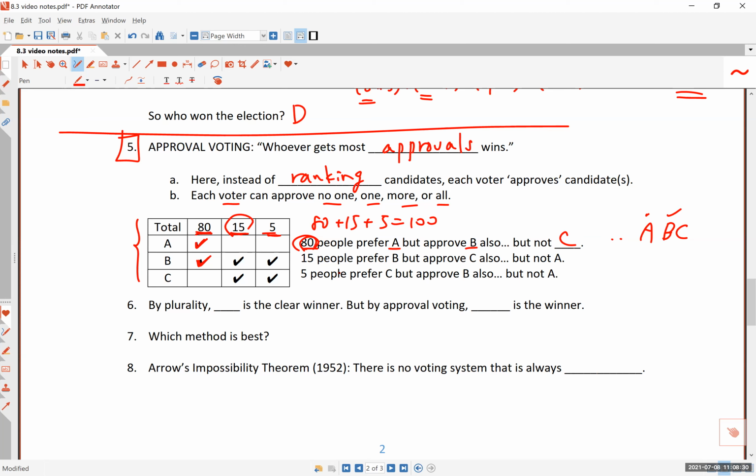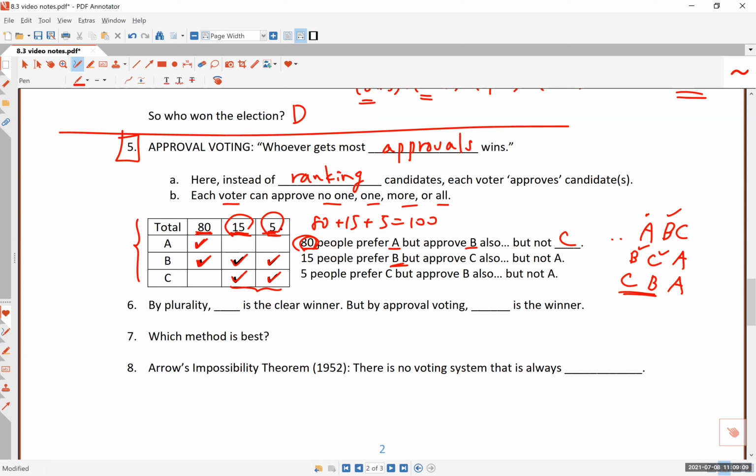Now, the next 15 people prefer B, but they also think C is okay, but not A. So B and C get a check mark, but not A. Now, these 5 people prefer C, that's their favorite candidate. But they think B can also do a good job, but not A. So even though they prefer C, they also believe B is okay. So consequently, they will have a check mark by B and C.